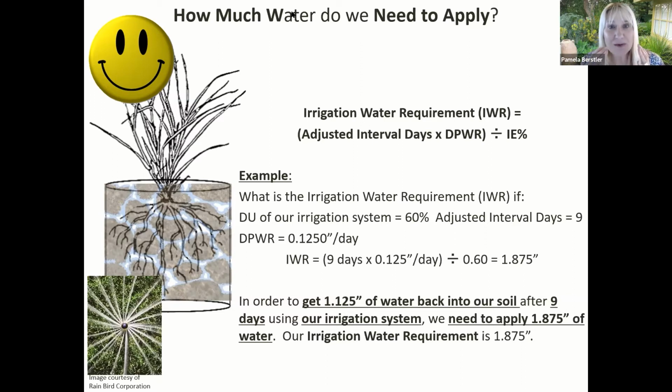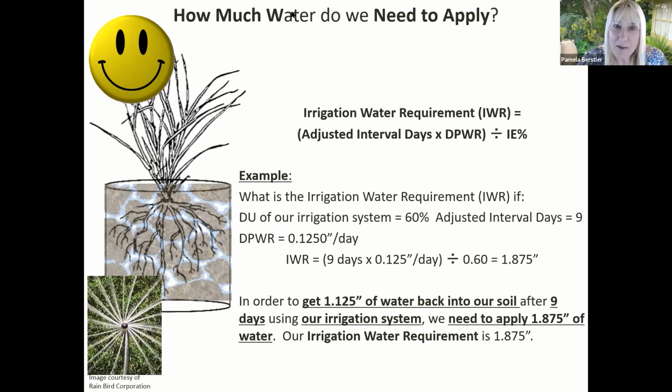So because we have to add the water onto the landscape through an irrigation system, we need to now figure out what is the irrigation water requirement. We know what the actual water requirement of the plants is. We got that figured out. But now, how much water are we going to have to put on the landscape in order to make sure that the actual water requirement is met? And that's called the irrigation water requirement, or IWR.